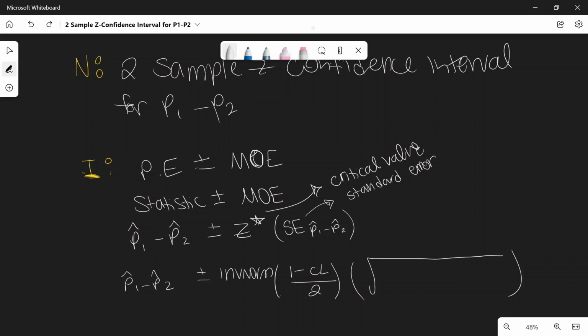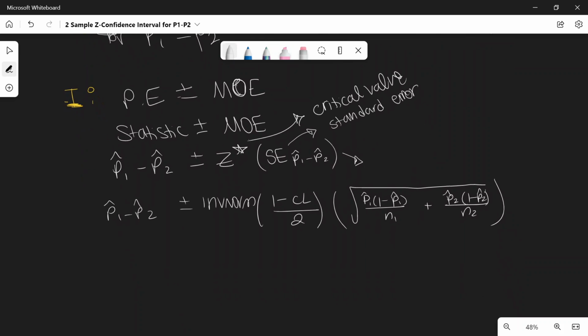And that standard error is actually equal to the square root of P hat 1 times 1 minus P hat 1 divided by N1 plus P hat 2 times 1 minus P hat 2 divided by N2. Yeah, that's it. You're just going to have to memorize that. Anyway, so this is what we have so far. Now, inverse norm is a function in your calculator, and I'm going to show you how to get that. And then this CL is your confidence level.